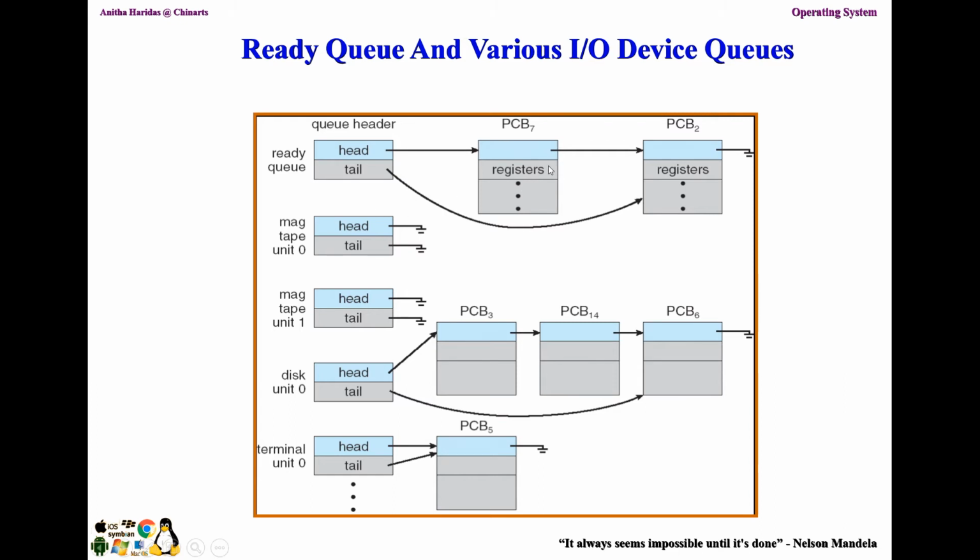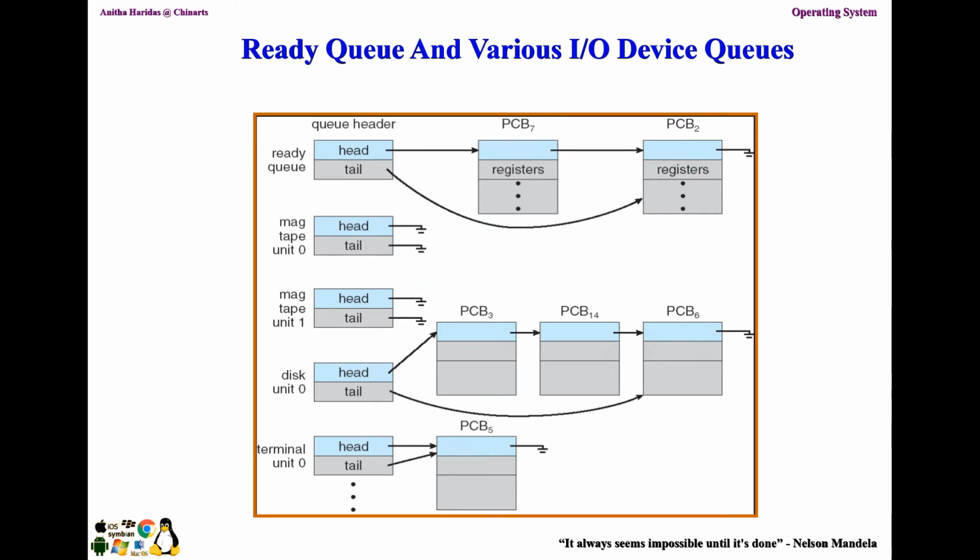For example, the PCB is now ready and the CPU is idle. What will it do? From the ready queue, process 7 will be allocated to the CPU. And the CPU will be executing the 7th process for a while. For a short time it will be executed.